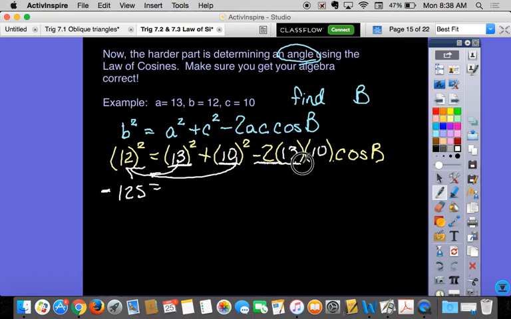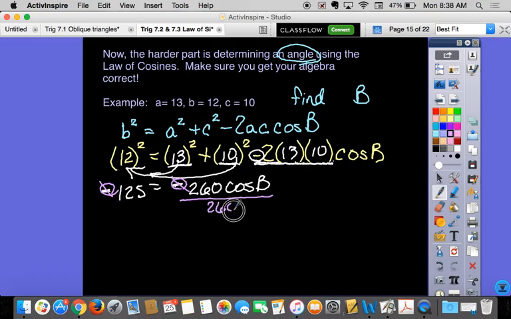Now I need to know what this product is. So 2 times 13 times 10. Alright, but that's negative because there's a negative here. So negative 260. And I still have a cosine B as part of that product. Okay, is everybody good with that? Now, since both of these are negative, you can reduce the negatives and not deal with them anymore.